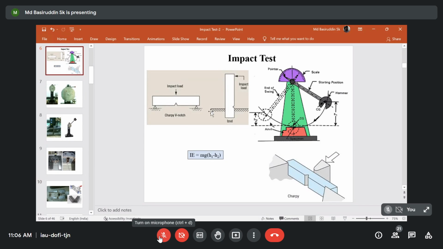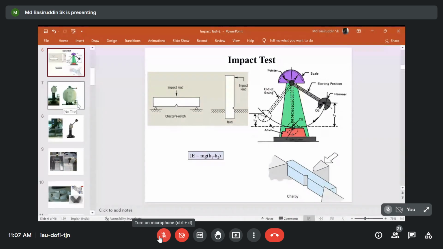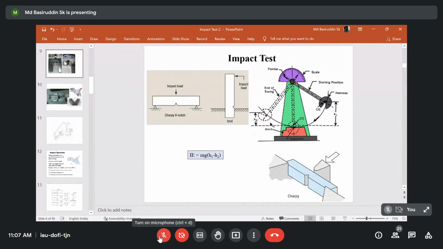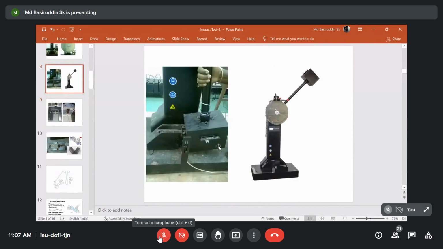But Izod testing is rarely available in industry or even in laboratory scales. In most cases, people use the Charpy impact testing machine. Now, the difference between the Charpy impact test and the instrumented Charpy impact test is that in the Charpy impact test, we just measure the impact energy absorption by reading the dial gauge. But in the instrumented impact test, there is a certain attachment available in the Charpy impact test which can record the load variations with time.